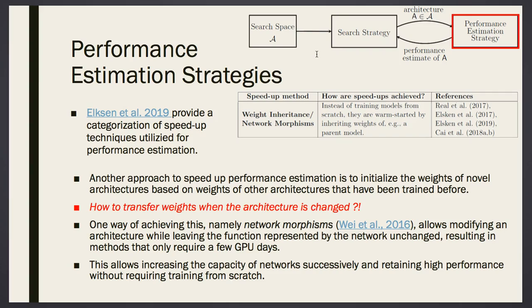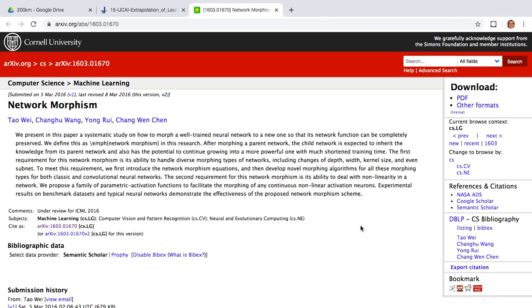If the architectures are different, how can we transfer the weights? Well, if you make the architectures having some parts which are overlapping on each other, you can just transfer the weights. So how to overlap them? How to transfer the weights when the architecture is different? One way of achieving this is by these guys. These guys are the guys who have proposed the idea of network morphism.